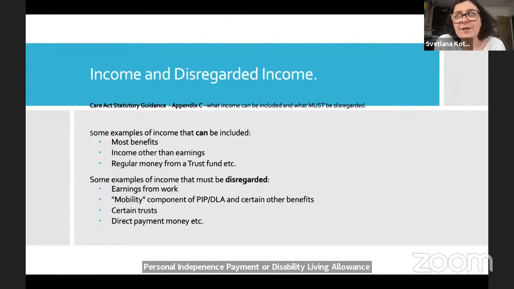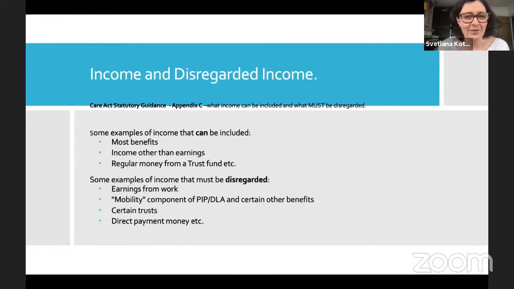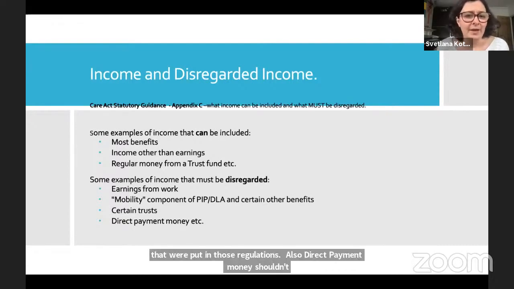Certain trusts may need to do with specific impairments, specific conditions that were just lobbied to put in those regulations. And obviously direct payments money shouldn't be classed as your income because it's not. You have to spend it on your care.